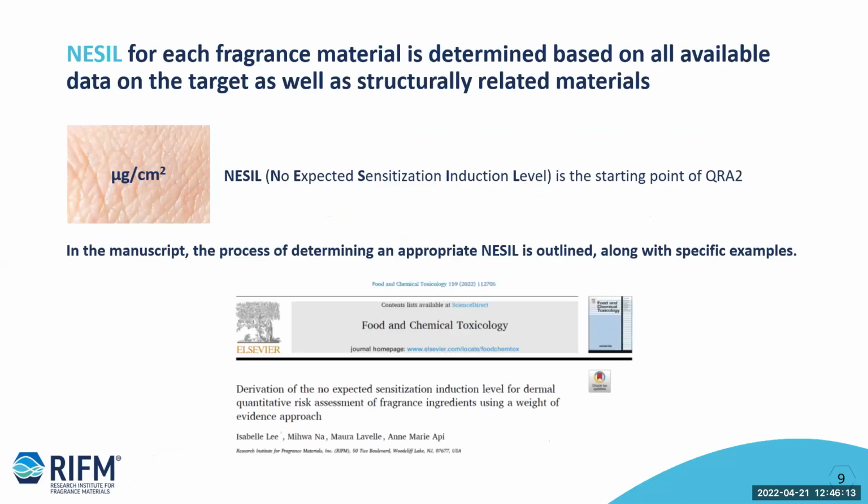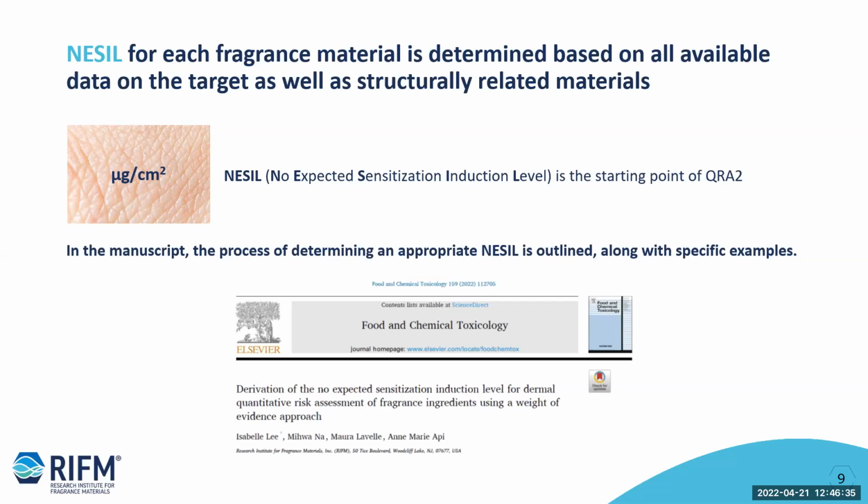So for QRA2, NESIL is the point of departure. NESIL is the amount of fragrance material that can be used on skin without inducing skin sensitization. It's usually expressed in micrograms per centimeter squared. And based on this value, QRA2 provides how much of this material can be used in different product types.